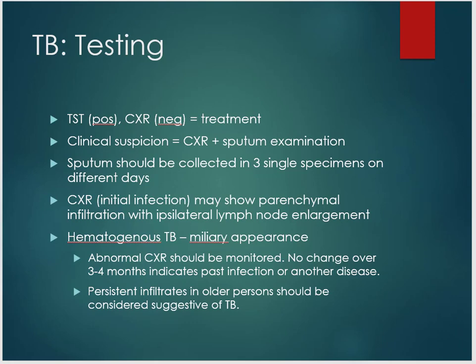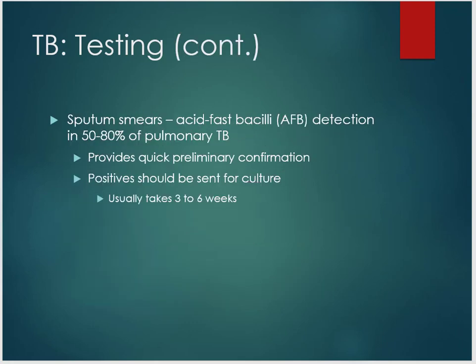Another form of TB is called hematogenous TB, and it has a miliary appearance, and that is like a little small seed type appearance that is scattered throughout. You may see that the patient has an abnormal chest x-ray that should be monitored, and if there's no change over 3 to 4 months, then that indicates a past infection or possibly some other disease. If there's persistent infiltrates in older persons, you should consider that they have tuberculosis.